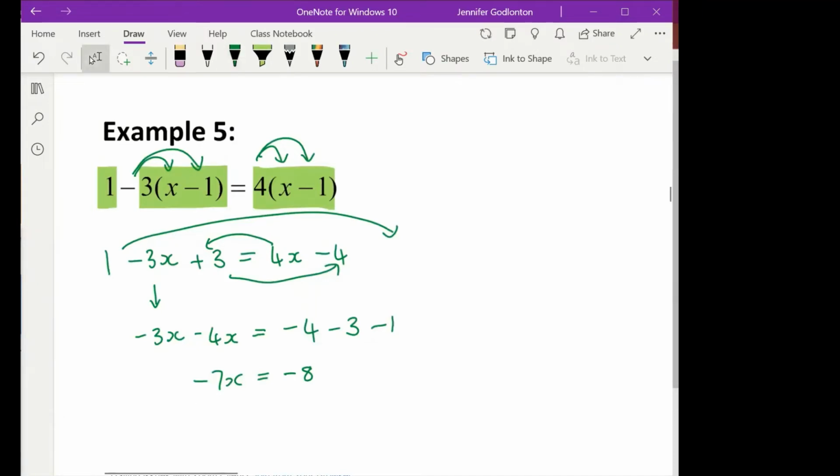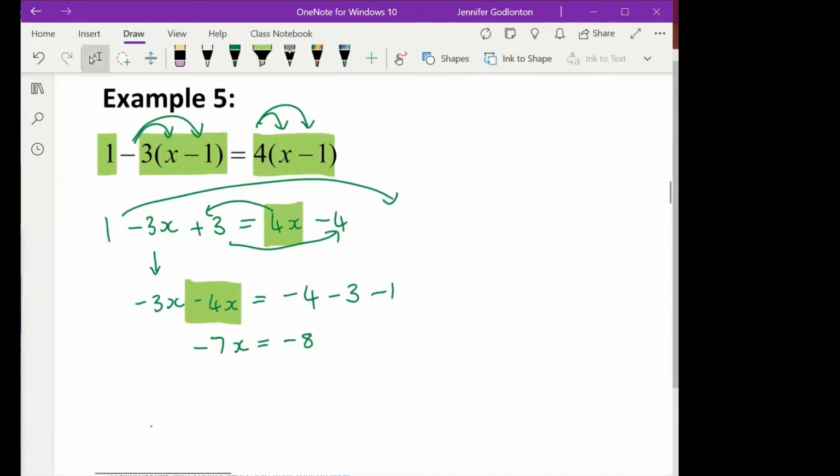Okay. Who got to this point? Who got to the point of -7x is equal to -8? Okay. Nice. Quite a few hands. So I think what happened to some of you who landed up getting the answer of x is equal to 8, when you moved this 4x, you didn't make it a negative. I think that's what happened for some of you.